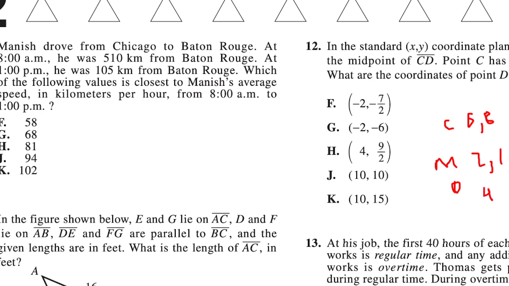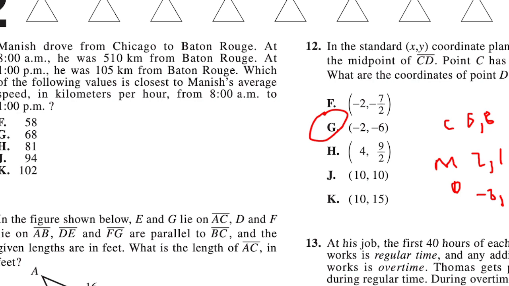6 minus 2 is 4. And 8 minus 1 is 7. Or, my bad. Not 4. 4 is the difference. So we're going to subtract 4 from 2. Negative 2. There we go. So, basically, 6 minus 2 is 4 from our midpoint. So D was 4 even less than that. So then 2 minus 4 is negative 2. From 1 to 8, we went up 7, so we're going to do 1 minus 7, which is negative 6. So we get negative 2, negative 6, which is G.